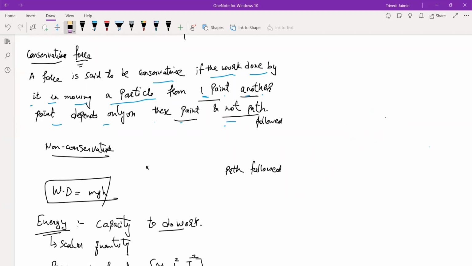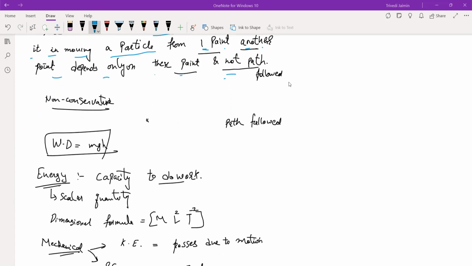Okay. So forget about the conservative force and all, but tell me which will be conservative, displacement or distance? So displacement. Displacement will be conservative. What about distance? Non-conservative. Okay. Fine. So WD means work done equals mgh. So that will derive here also in energy.